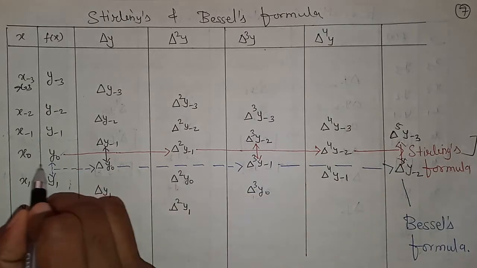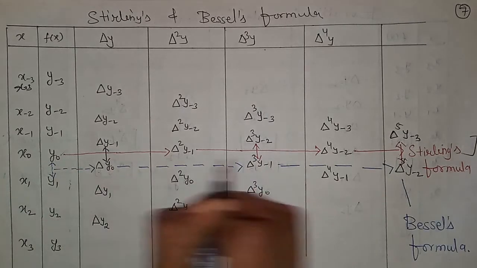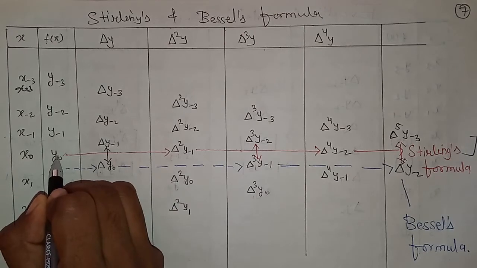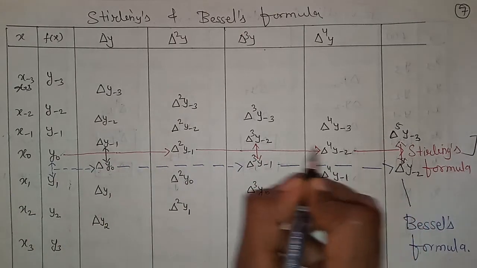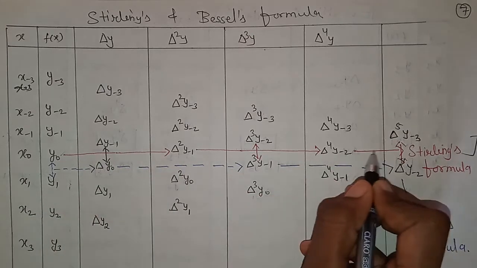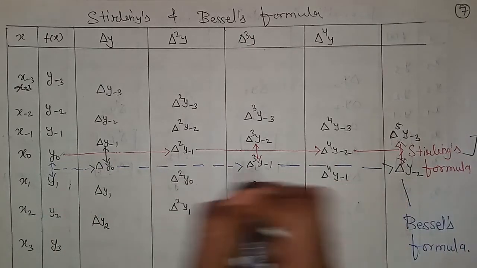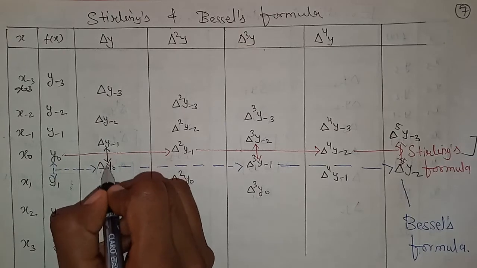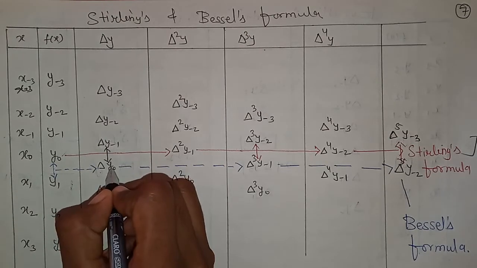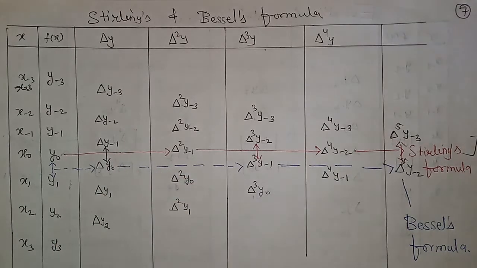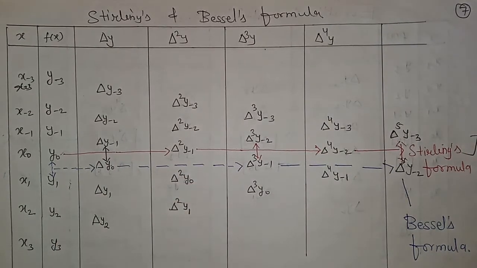So we have to remember that we have to draw a straight line from y0 to the end of the table, and the values which are already on the line remain as they are. Where there is no number or no difference, at that place we will add these two and divide by 2. So this is Stirling's formula.